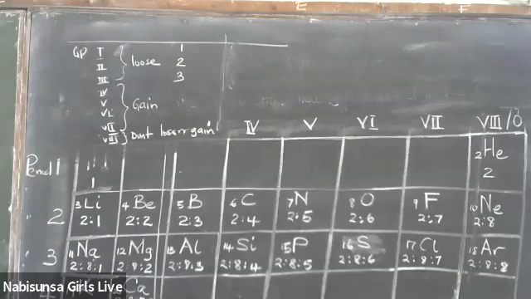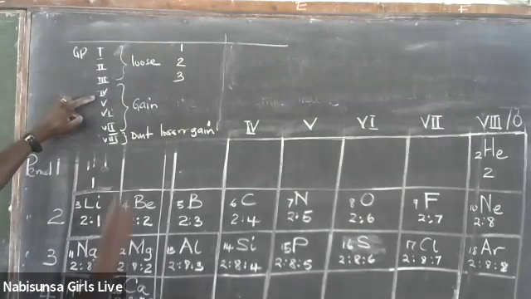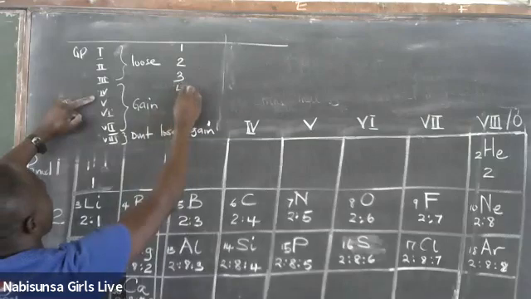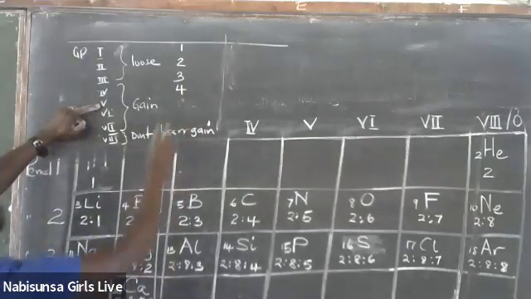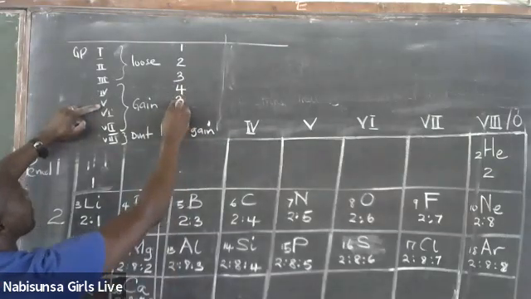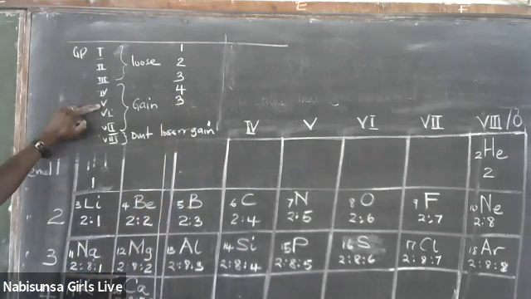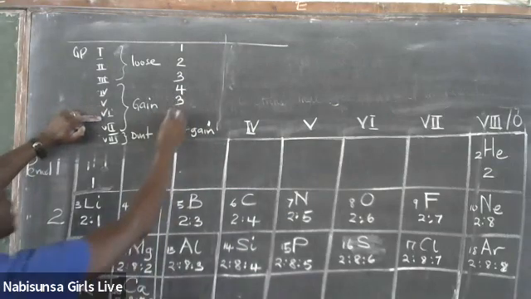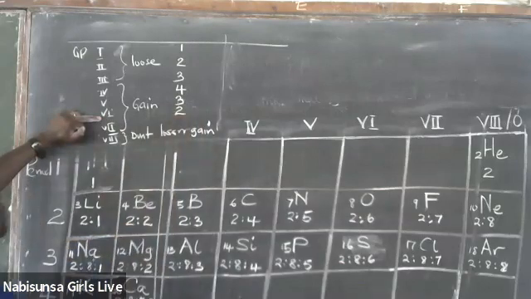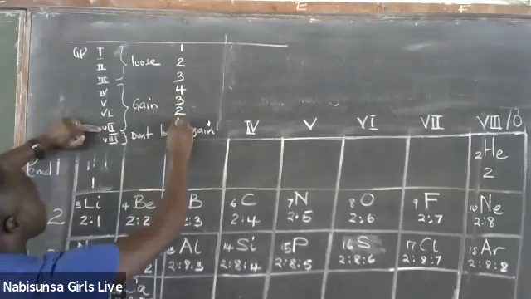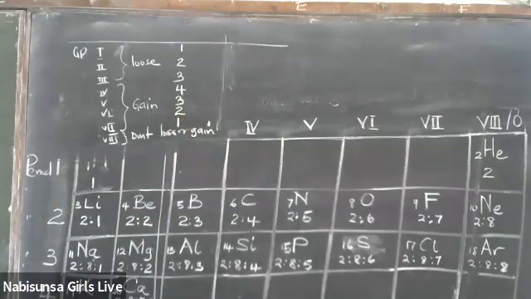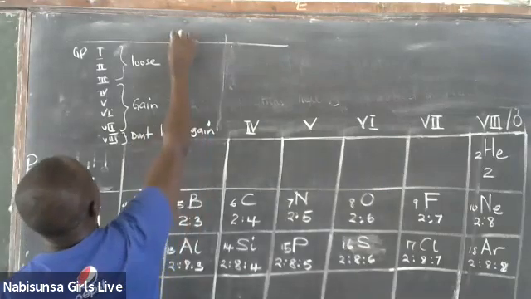Are we there? Group 4 can either lose or gain 4. Group 5 can gain 3, to raise the number to 8. Group 6 can gain 2, to raise the number to 8. Group 7 can gain 1, to raise the number to 8. Group 0 has 8. All of these are electrons.